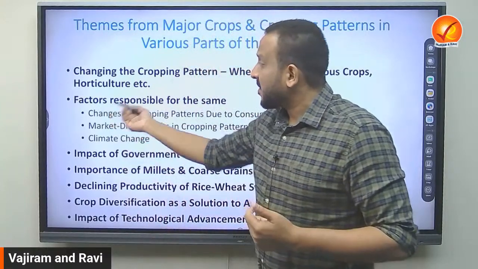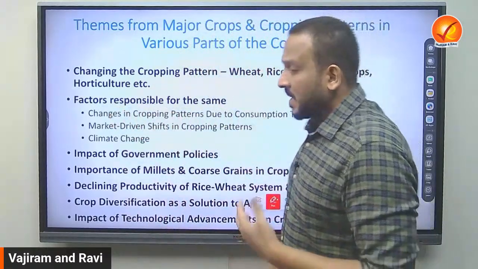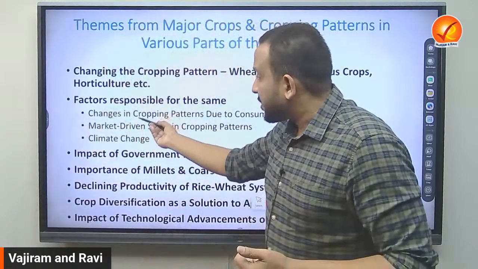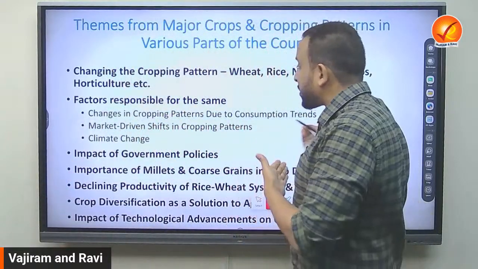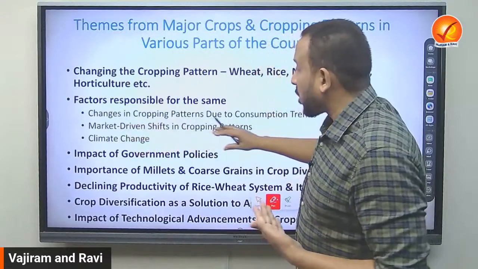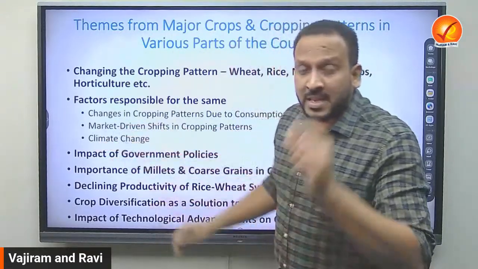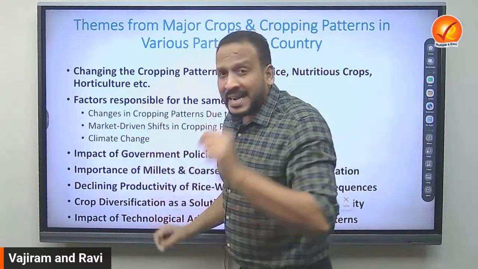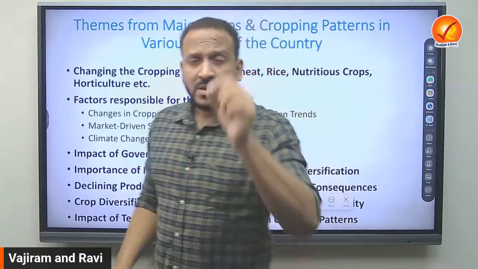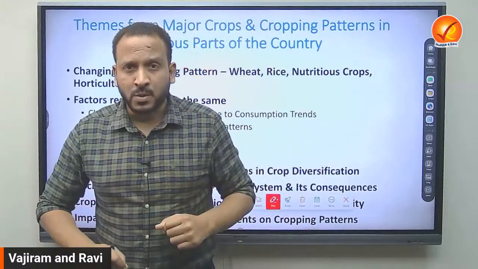The second theme is factors responsible for the same, right? Why is the cropping pattern changing? Now, these factors: changes in cropping pattern due to consumption trends, market-driven shifts in cropping pattern, climate change. These are the individual themes which UPSC has asked in previous years' questions.